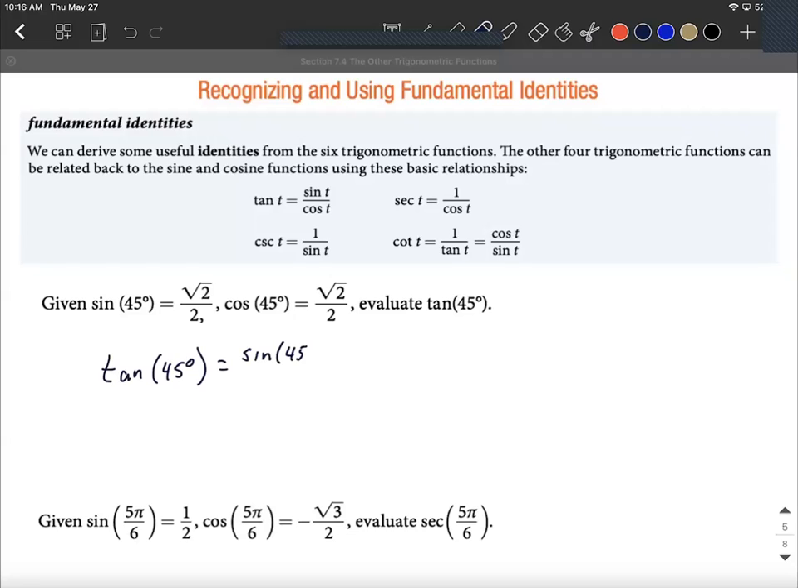All right, now that I've replaced those using our quotient identity, I can start filling in that I know that sine of 45 degrees is defined to be the square root of 2 over 2, and that cosine of 45 degrees is also the square root of 2 over 2. So we simply replace those. From here, we end up with the same thing in the numerator as we have in the denominator. That should simplify down and equal a 1. So our solution here, tangent of 45 degrees, is going to be 1.